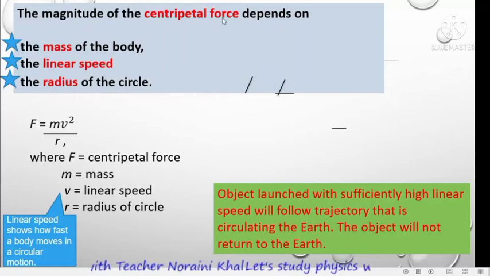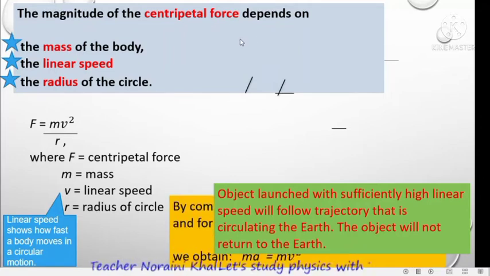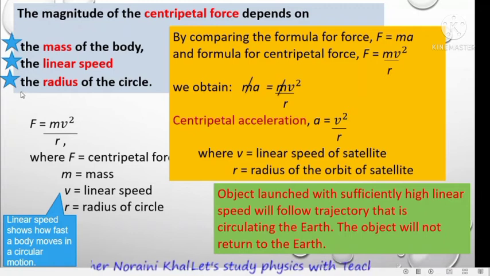The magnitude of centripetal force depends on these three factors: the mass of the body, the linear speed, and the radius of the circle. Let's look at the formula used. The formula for centripetal force is F = mv²/r, where F is centripetal force, m is mass, v is linear speed, and r is the radius of the circle. The linear speed shows how fast a body moves in a circular motion.